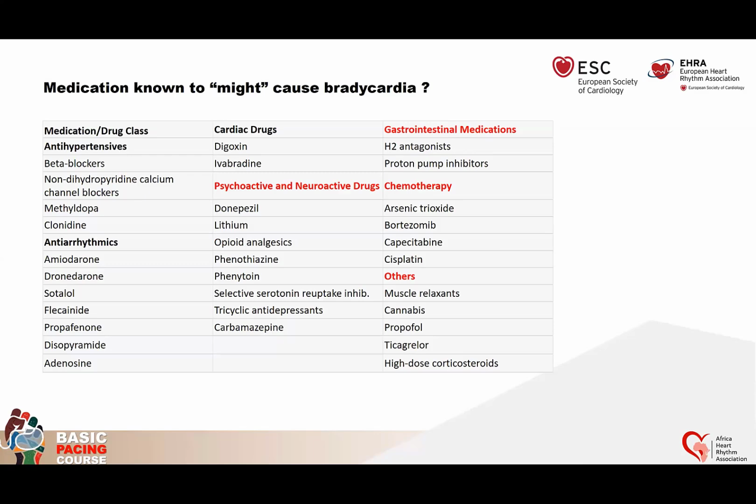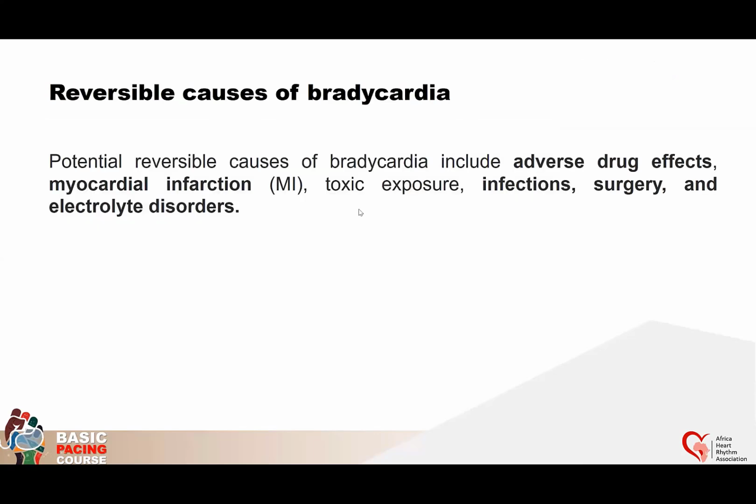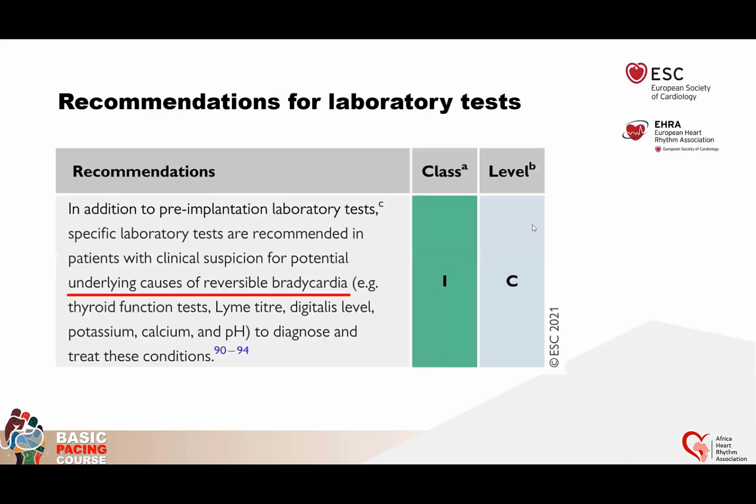taking your decisions. So the potential reversible causes of bradycardia include adverse drug effects, myocardial infarction, infection, surgery, and electrolyte disturbance. And that's why in the guidelines, it's a class 1 to do some laboratory investigation for the reversible bradycardia, including thyroid, including Lyme titer, which is an infectious disease treated by antimicrobials, and reversible digitalis, potassium, calcium, pH, and other according to the context and the presentation of the patient to exclude the reversible causes.